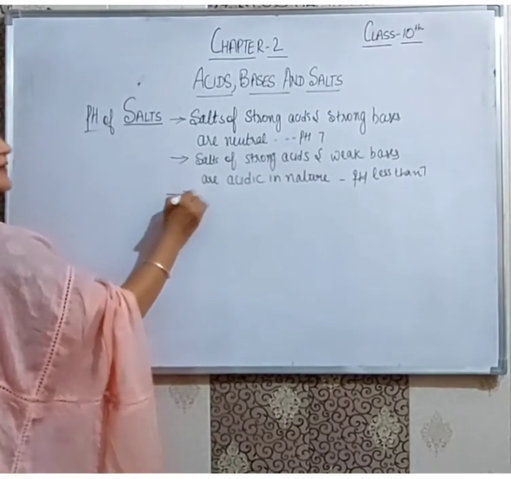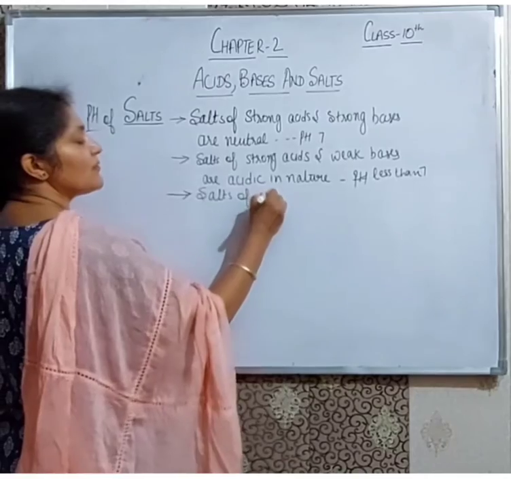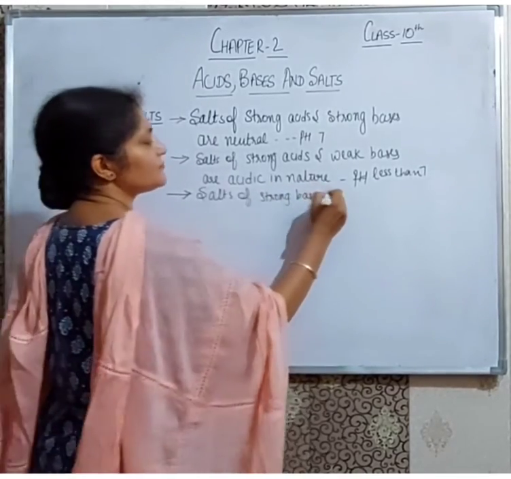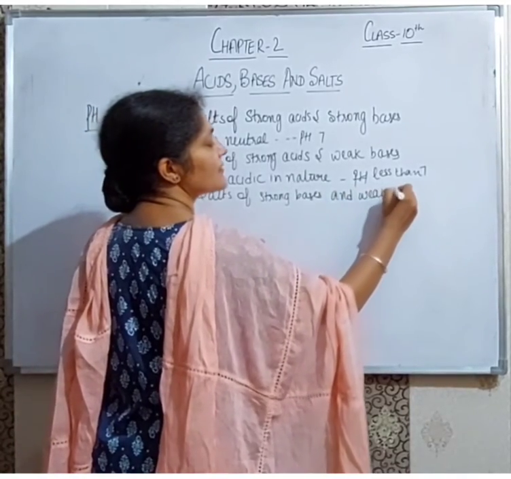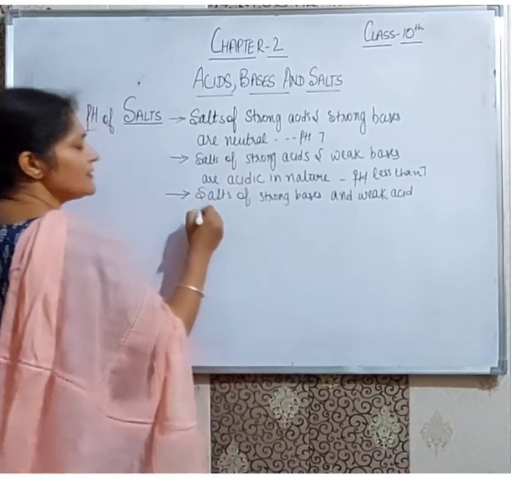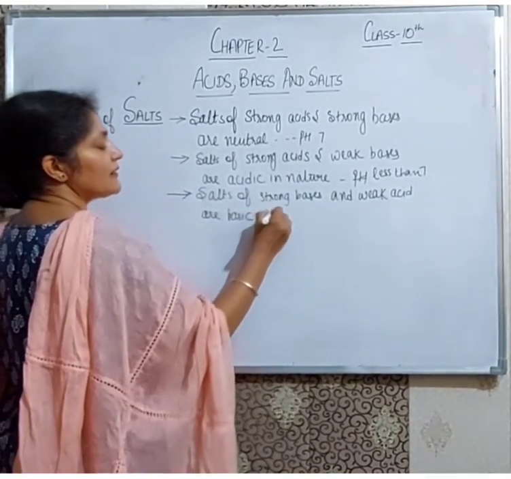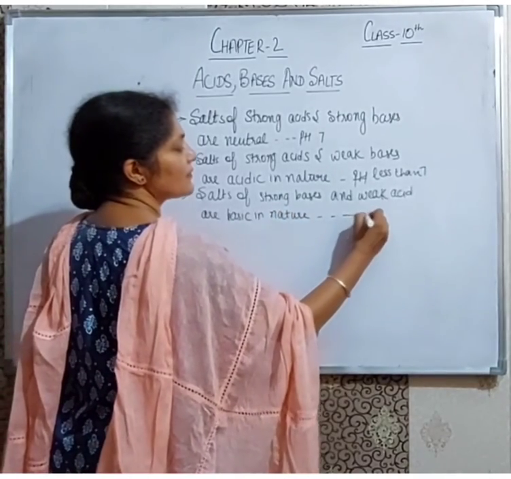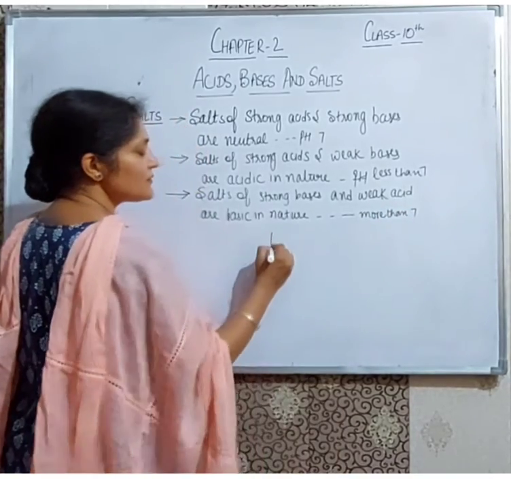And the third point is that the salts of strong bases and weak acids are basic in nature and they have pH value above 7. It is more than 7. How is it so, students?